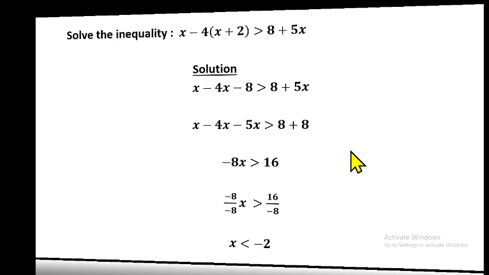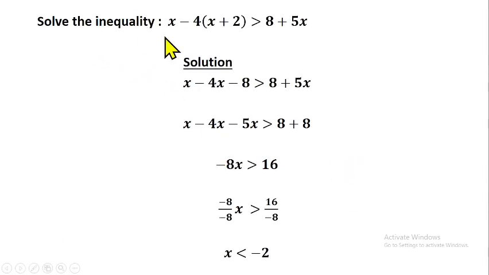Let's see another example. You have to solve this inequality. You have (x minus 4)(x plus 2) greater than 8 plus 5x. It's quite simple as well. What do you do first? I think you open the bracket with minus 4. Then you have x, then minus 4 times x will give us minus 4x. Then minus 4 times plus 2 will give us minus 8, greater than 8 plus 5x.